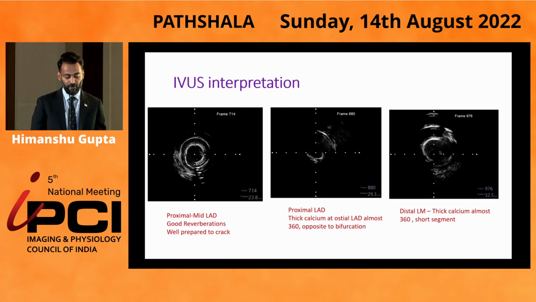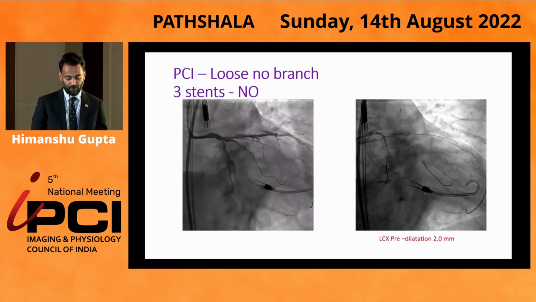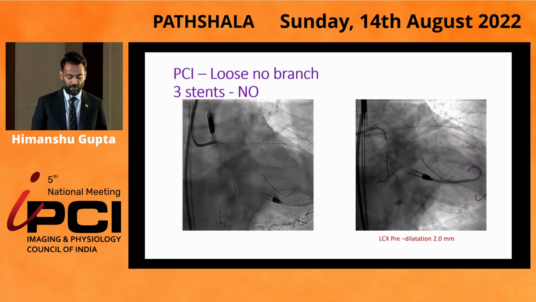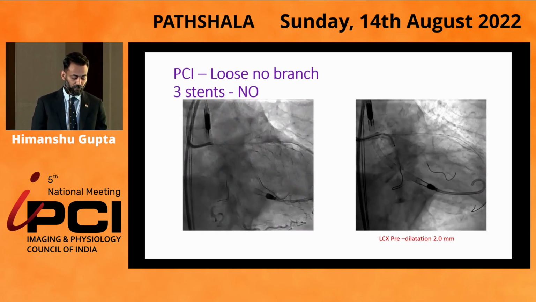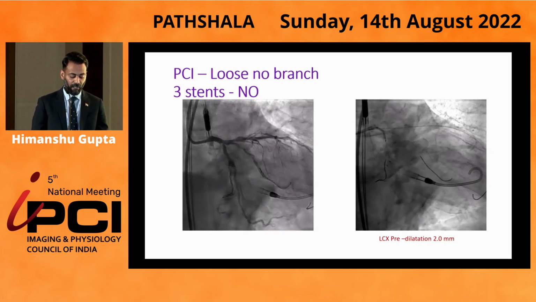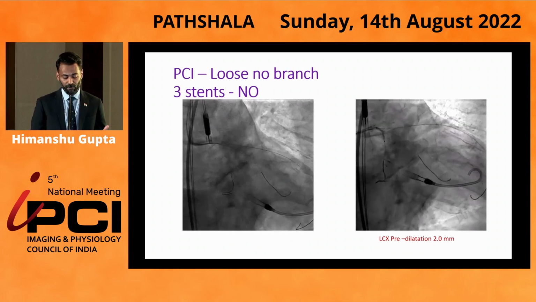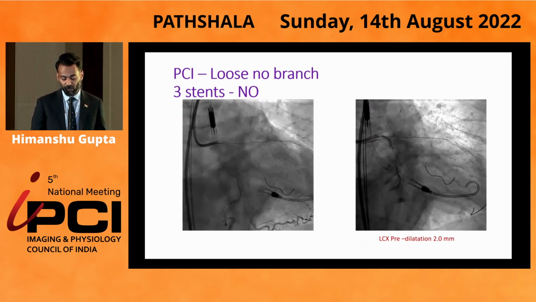So we know we will crack the proximal LAD. We know we won't be able to do a good job at the ostium of the LAD with a balloon and at the distal left main. So we start with the IVL. But before IVL, we need to think what is our bifurcation strategy. So we don't have to lose any branches, so we put wires in all of them. If we have to do a trifurcation, we should never put 3 stents. A trifurcation with 3 stents is a failure of treatment.